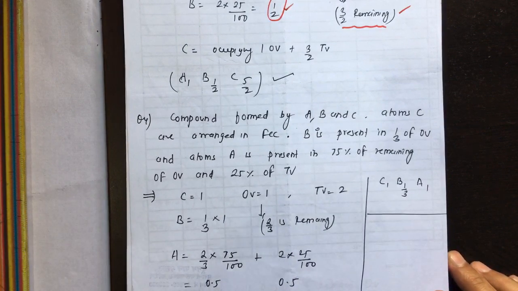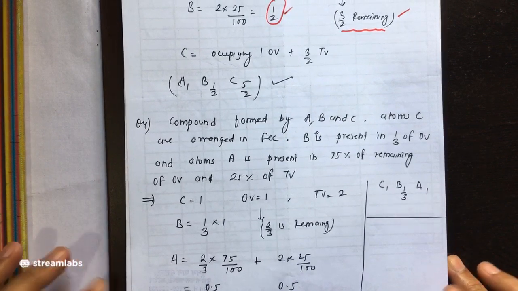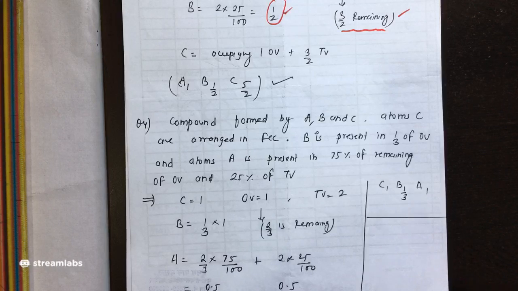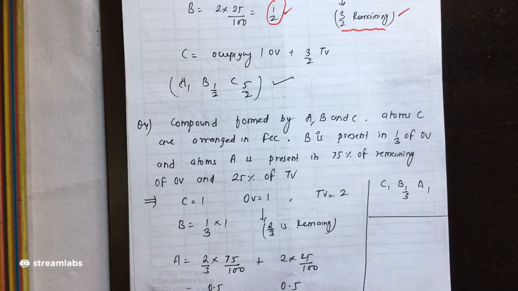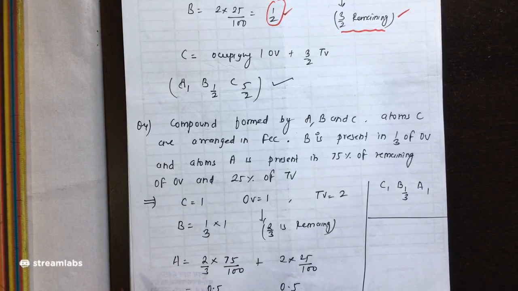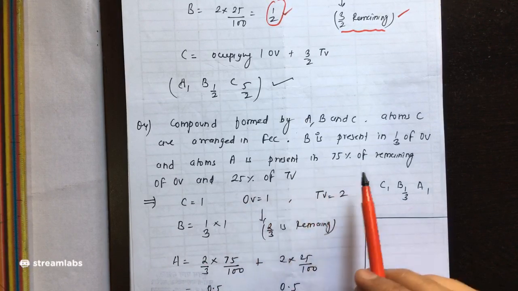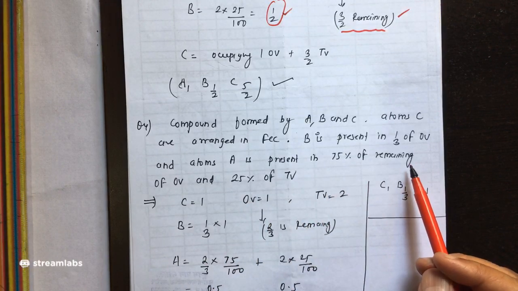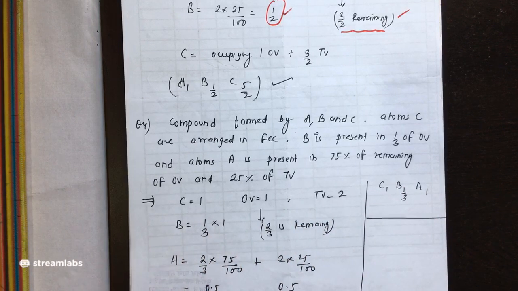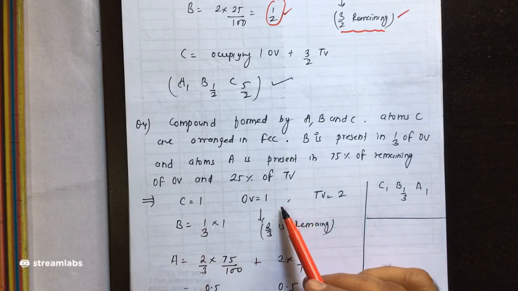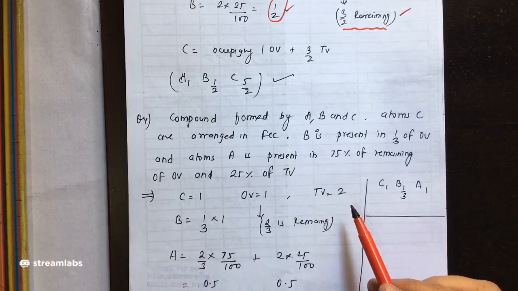A compound is formed by ABC. Atoms C are present in FCC. B is present in 1/3 of OV. And atoms A are present in 75% of the remaining OV and 25% of TV. The question is in front of the screen only. Who is making the lattice? C. If C is 1, OV has to be 1 and TV has to be 2.